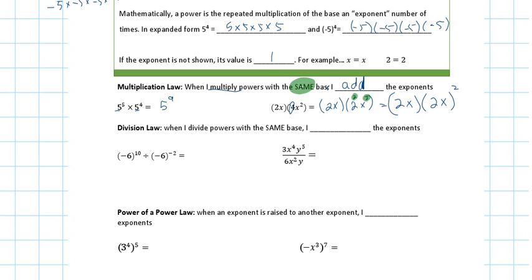Okay? So that's going to be 2x to the power of... 2x to the power of what? What do I do with my exponent? Add them. I have an exponent of 1 here. It's an invisible one. Right? So that's going to be 2x to the power of 3. Which is, if I want to expand this, what would this be?